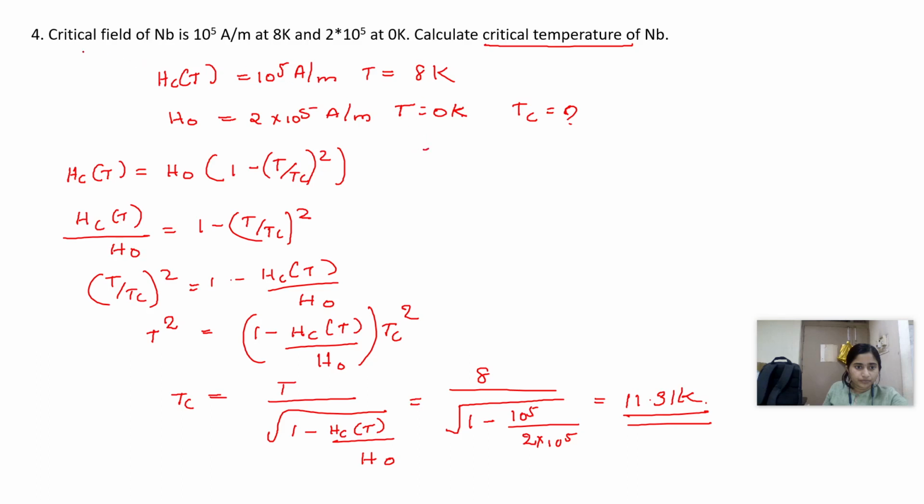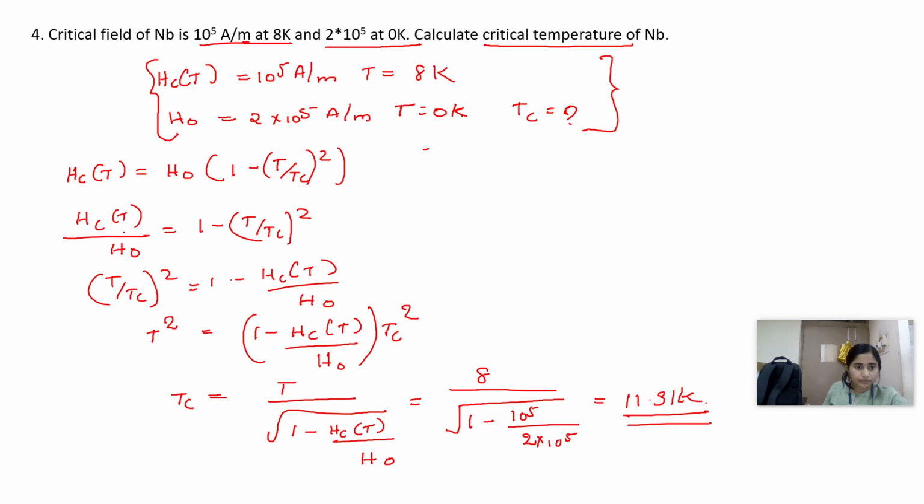So in this problem, the critical field is given at the temperature, and the field at the temperature 0 Kelvin is also given. You have to calculate the critical temperature of niobium. For that we have written all the parameters which are given in the problem. Now we have to use our basic formula. It will be Hc of t is equal to H0 times 1 minus T divided by Tc whole square.